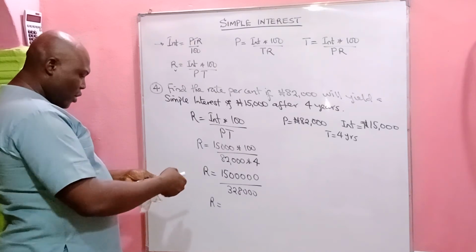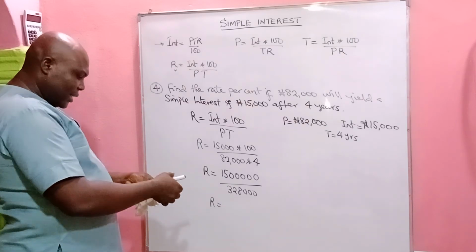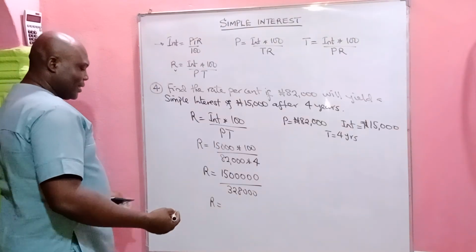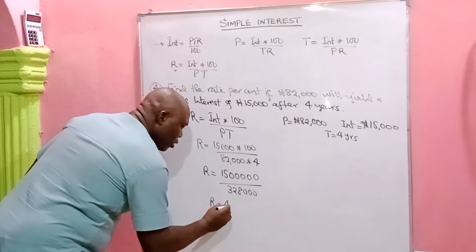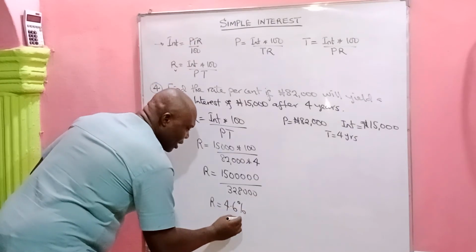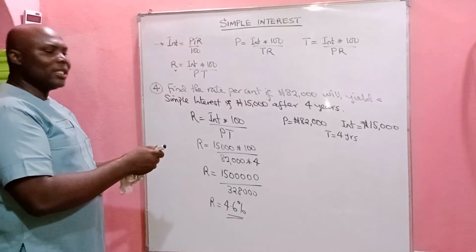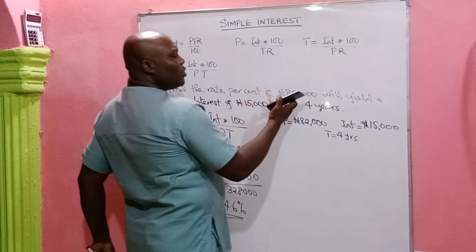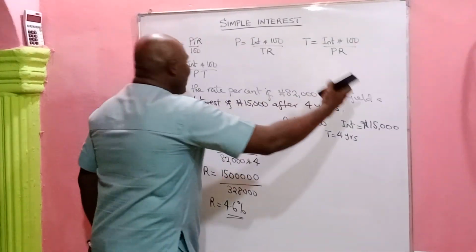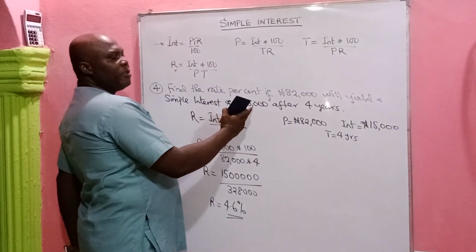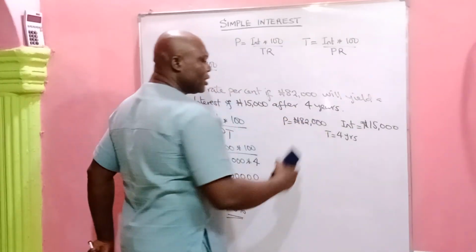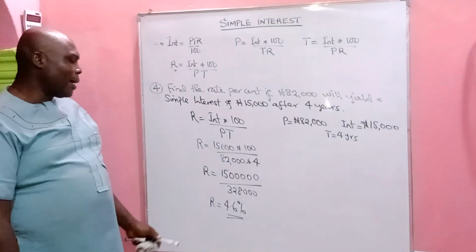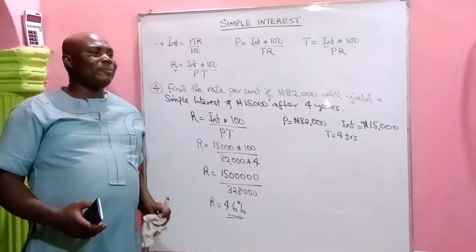So what do we have? We have a rate percent of 4.6, so 4.6%. That will be the rate percent. Please take note of that. It therefore means that if our 82,000 naira principal will yield a simple interest of 15,000 naira after 4 years, the rate that is applied is 4.6%.